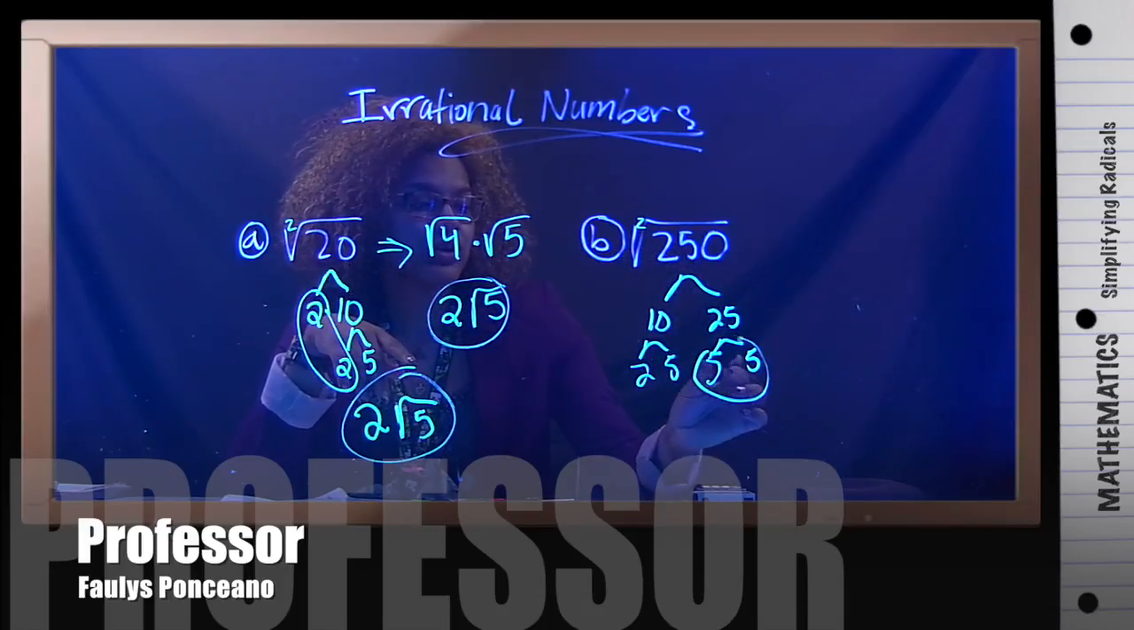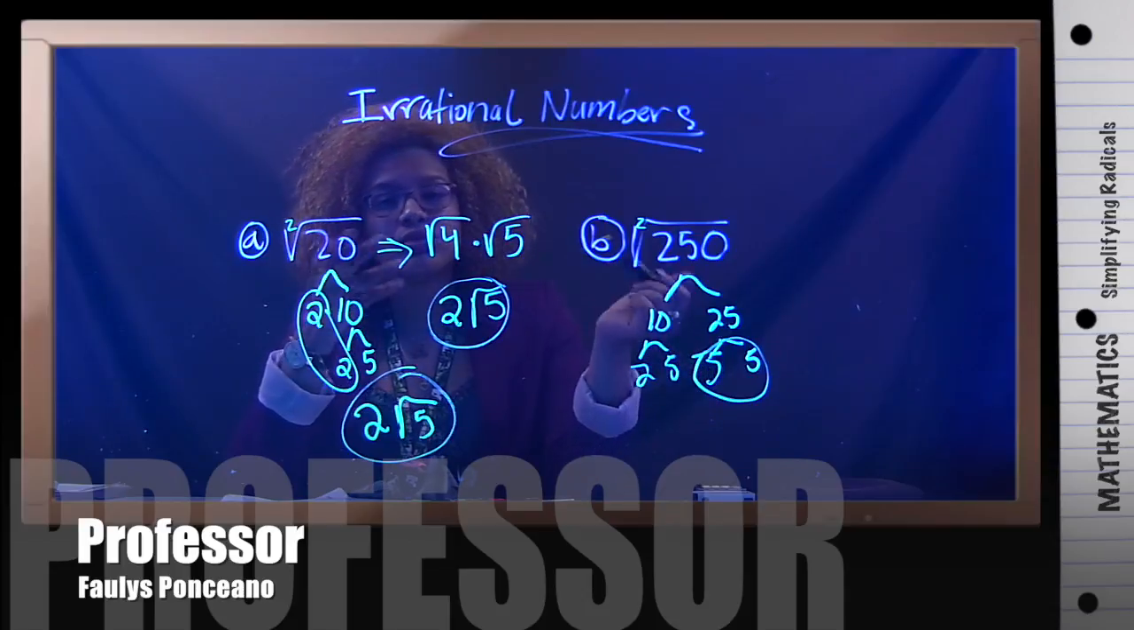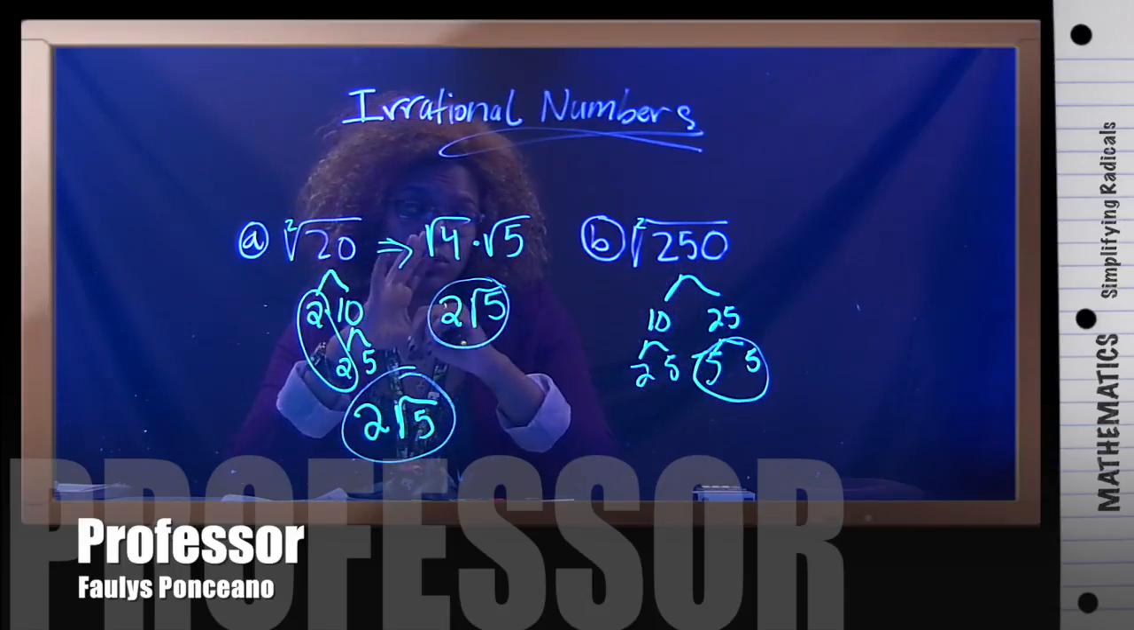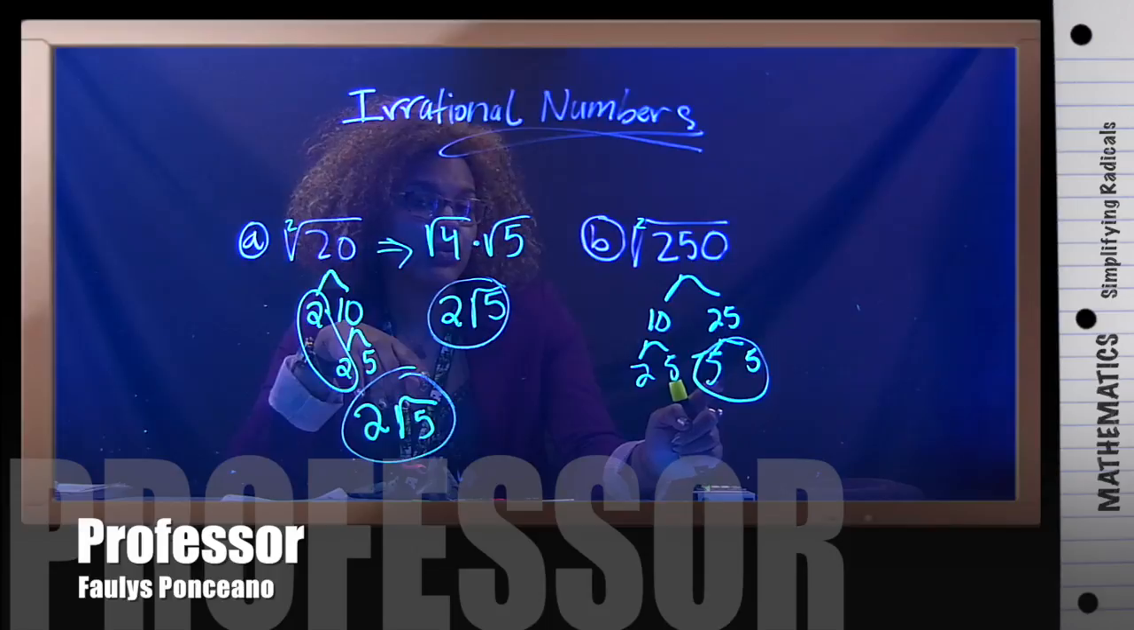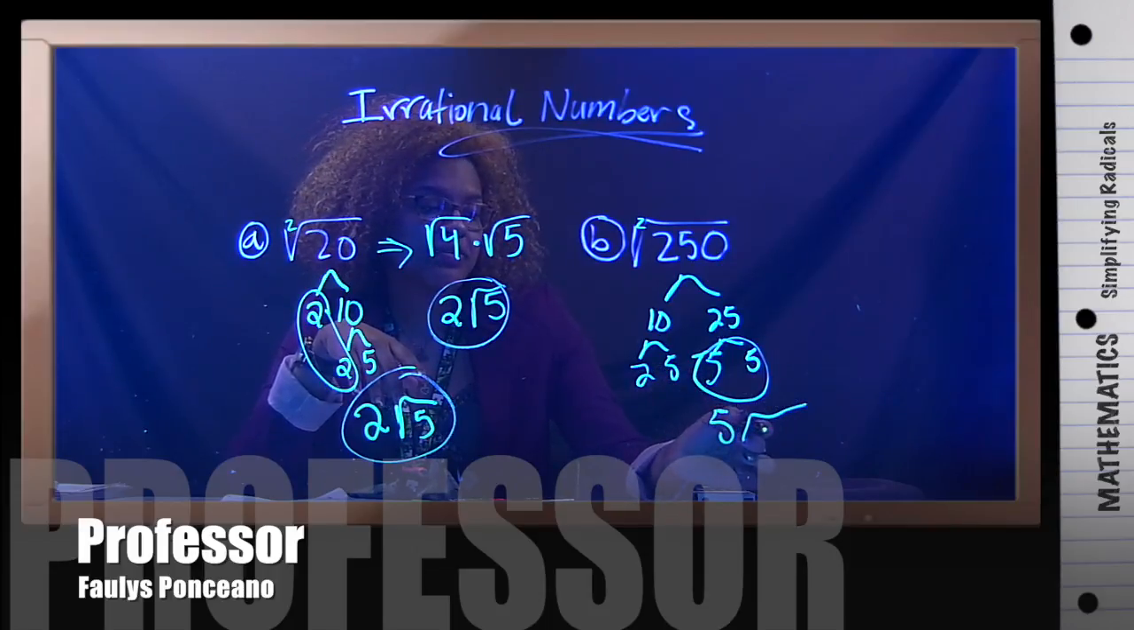So I have these 2 5s over here. I can't group these 2 and 5 because they're not the same number, so those stay. Bring one out, gives you 5. Leftovers, 2 times 5, 10.